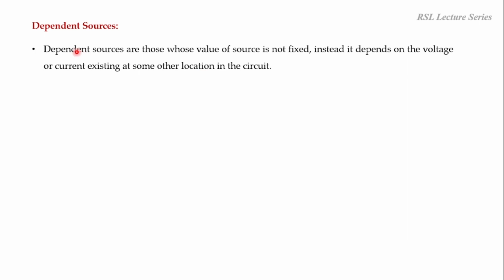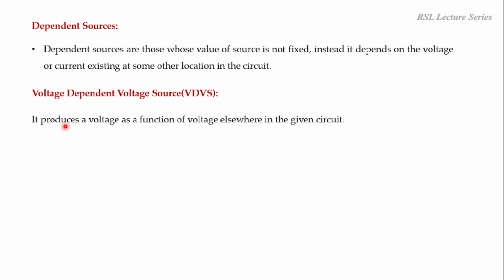Here the voltage source or current source depends on any other value, that is, any of the currents flowing through or voltages appearing across the terminals in any other part of the particular network or circuit. Accordingly we have four different types. We'll see them one by one. The first one is the voltage dependent voltage source.